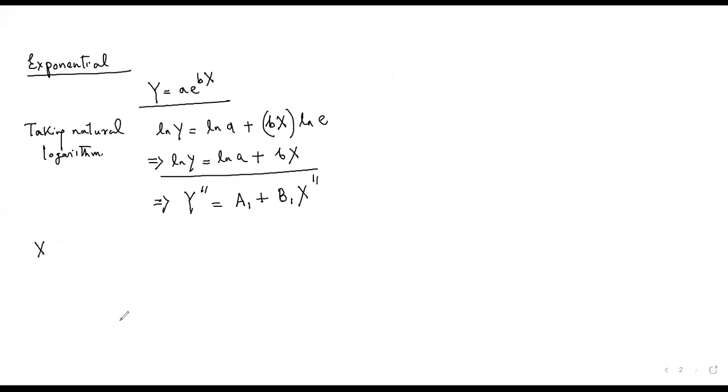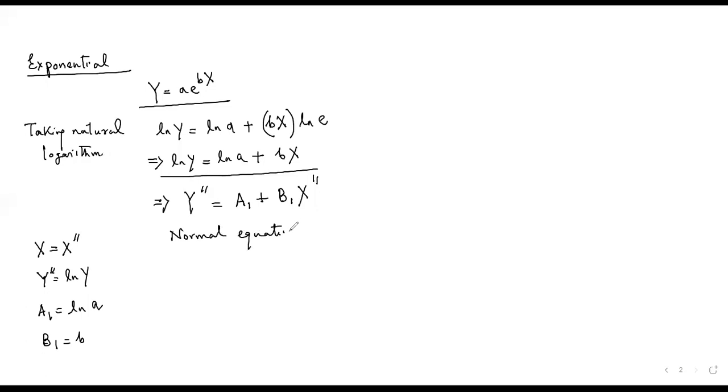So what are the changes and what are the things that are remaining the same? x is the same as x double prime. y double prime is actually the natural logarithm of y, and A1 is equal to the natural logarithm of this constant small a. b1 is the same as b. Once you get this, immediately you can form the normal equations.